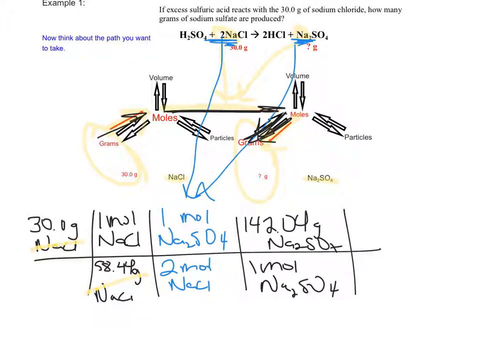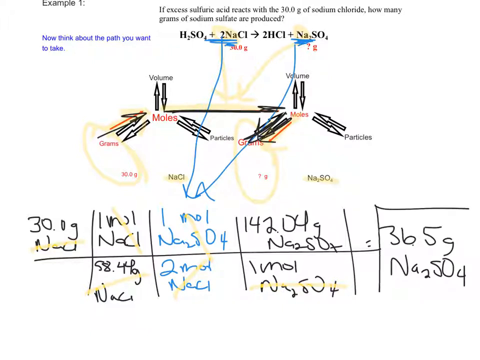So let's double check that we've canceled out everything we need to. So moles of NaCl have canceled out, moles of sodium sulfate have canceled out. We're left with grams, which is what we're asked to find. So now it's just a matter of multiply across the top, the bottom, and divide, and you're going to get 36.5 grams of Na2SO4. Now it's very important that you include what substance it is because we started out with grams. We have to specify grams of which thing.